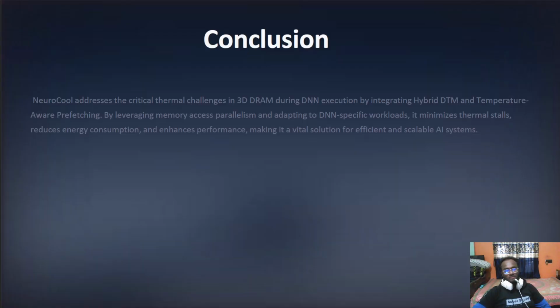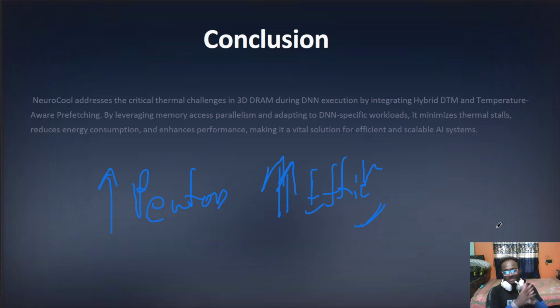If we come to the conclusion of NeuroCool, we can say that NeuroCool demonstrates that application-aware DTM policies significantly enhance the performance and efficiency of DNN workloads by intelligently managing memory operations and thermal conditions. And it sets a new benchmark for DNN execution on modern hardware systems like GPUs or dynamic 3D RAMs.